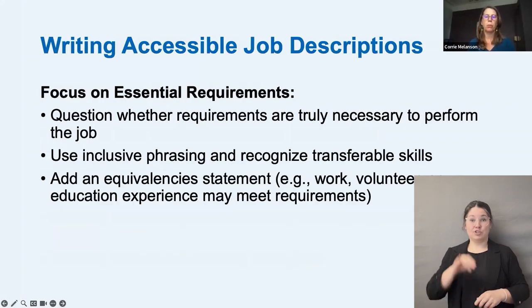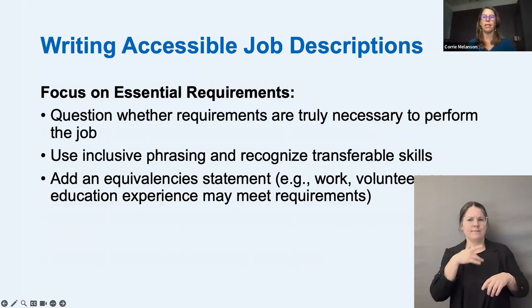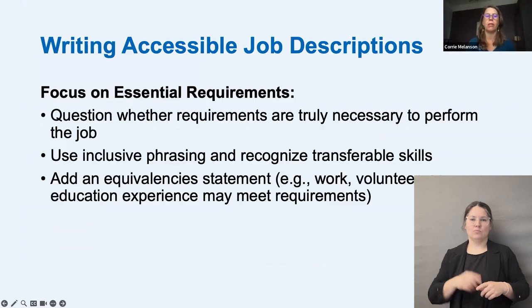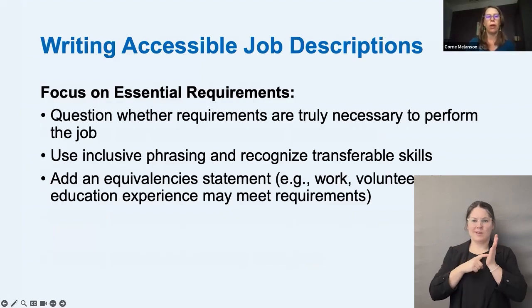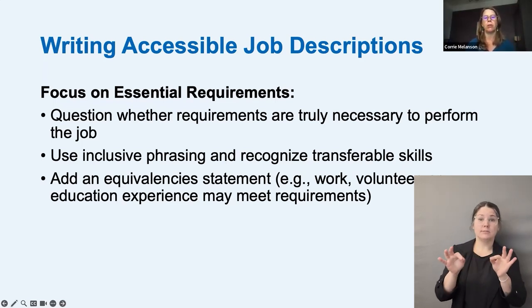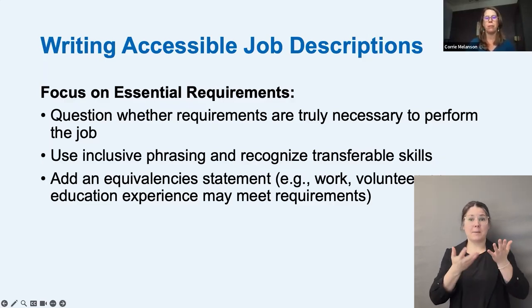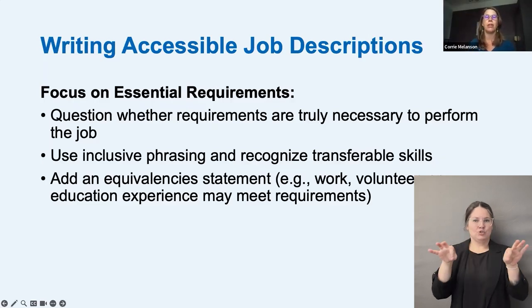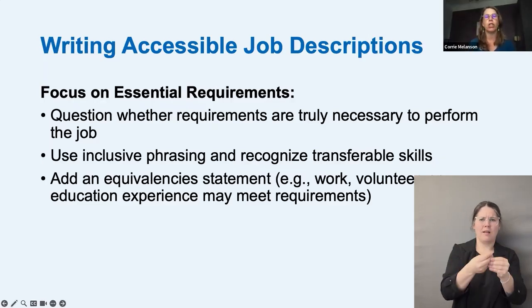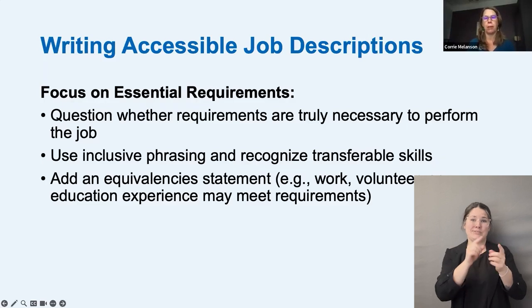Job descriptions are often the first point of contact between an employer and a potential candidate. They shape who feels encouraged to apply and who may be unintentionally excluded. So it's more important to focus on essential requirements. Question whether requirements are truly necessary to perform the job, use inclusive phrasing and language, and really recognize transferable skills. Add an equivalency statement. Maybe someone doesn't have a particular degree, but they have work, volunteer, or less traditional education experience that may meet requirements.